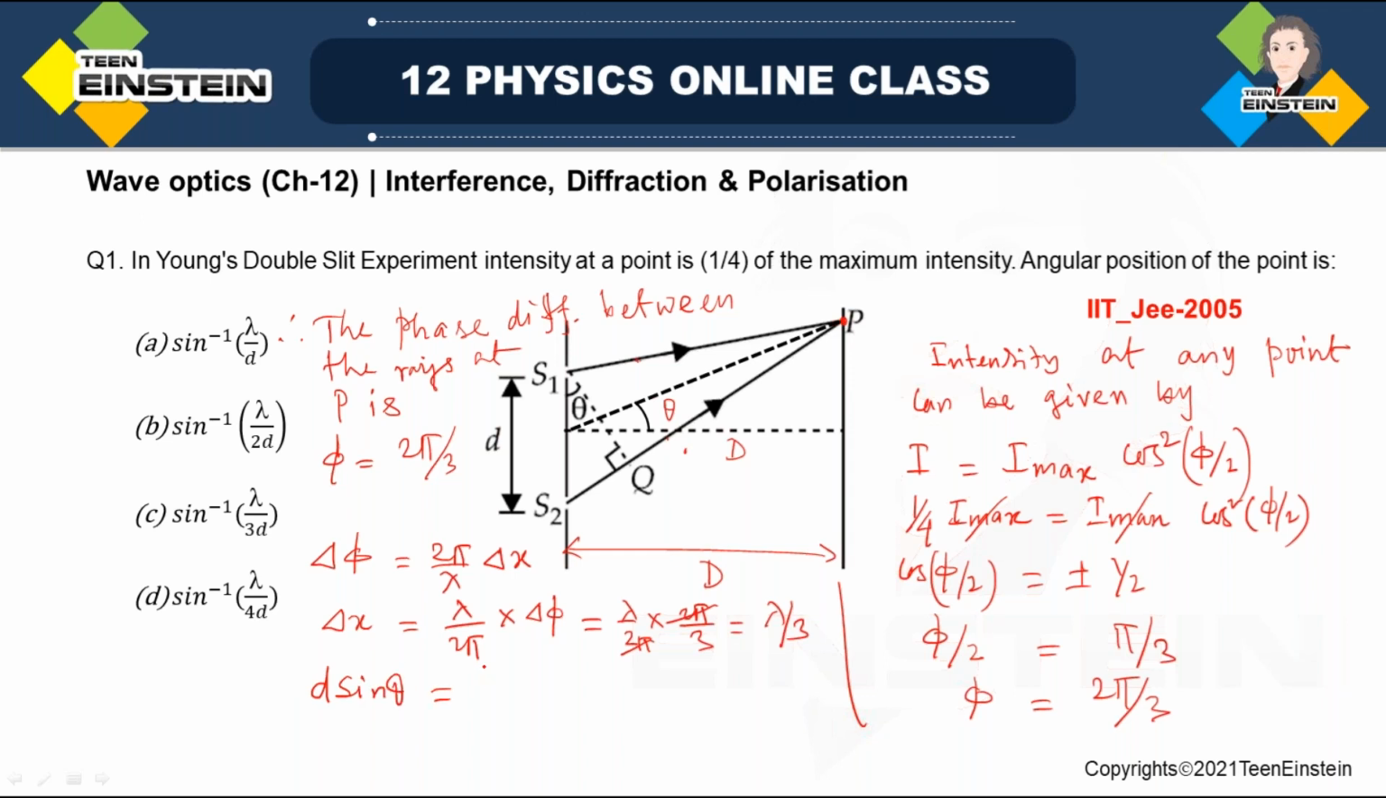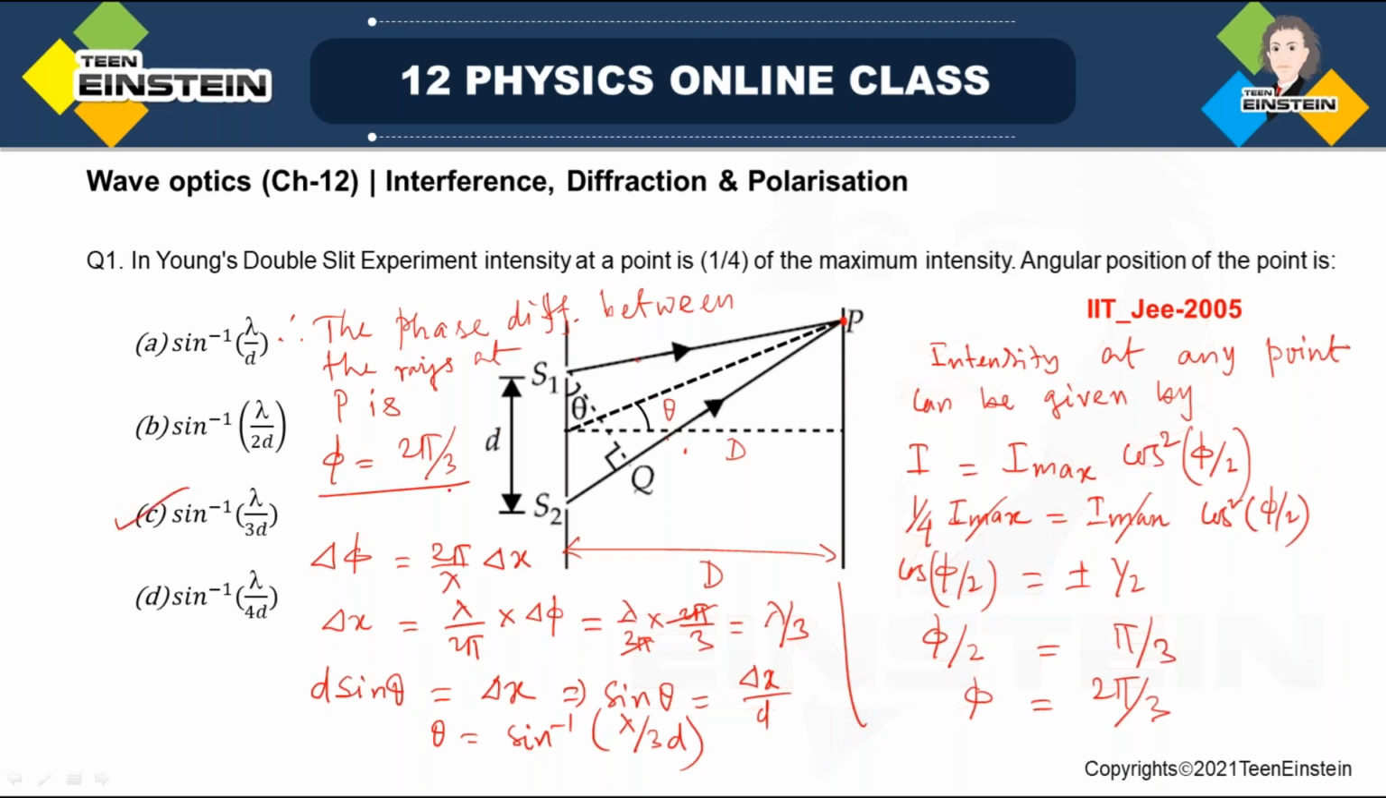is equal to the path difference. Path difference has to be equal to d sin theta. So this is equal to delta x. So from here sin theta will be equal to delta x by small d, and theta will be sine inverse. So delta x is lambda by 3, so sine inverse of lambda by 3d. So from here option 3 will be the correct answer.